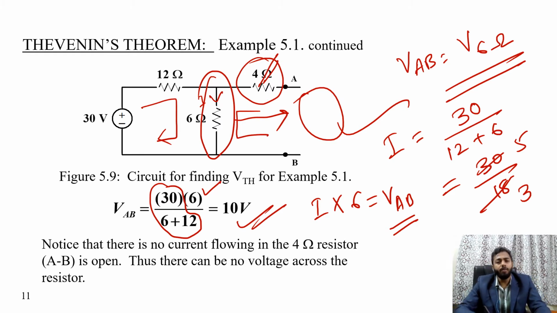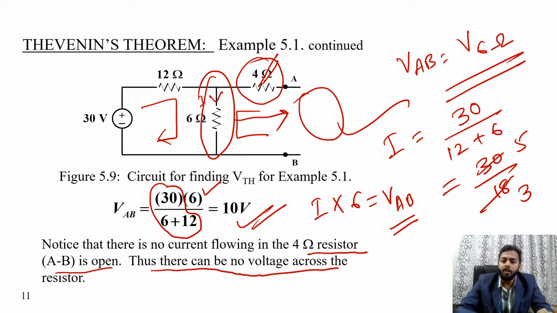Understood? Notice that there is no current in the 4 ohm resistor and AB is open, thus there can be no voltage across the 4 ohm resistor. That's why the 6 ohm resistor voltage drop is going to appear between the terminals A and B, that is the output, or you can say the Thevenin's voltage, the open circuit voltage. So Thevenin's voltage is also known as open circuit voltage. Here the Thevenin's voltage, or open circuit voltage, is 10 volt.